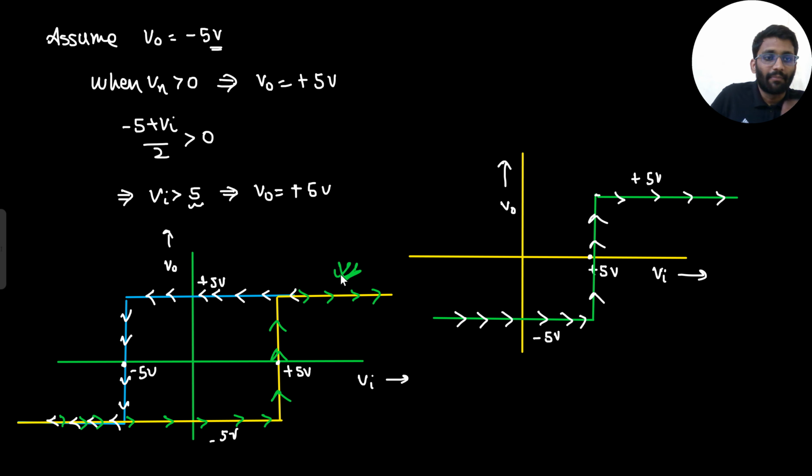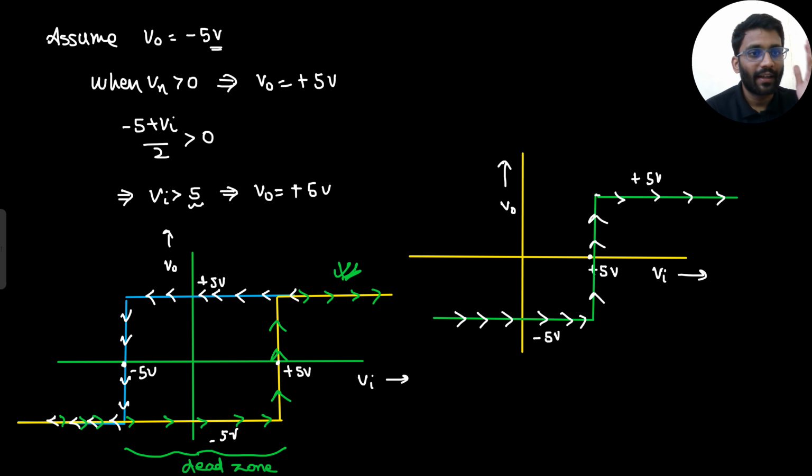Now, if someone says my input is 4 volt, what will be my output? You will say I can't tell, because you are in the dead zone. This particular area is known as the dead zone, because here both outputs are possible. Your output can be plus 5 volt as well as minus 5 volt. It depends on from where to where you are moving.